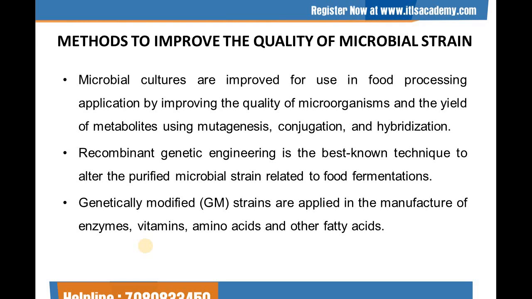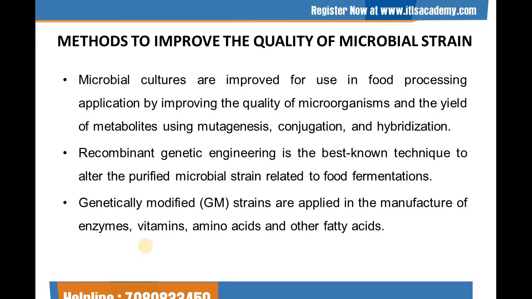What is mutagenesis? Mutagenesis is the process by which the genetic information of an organism is changed, resulting in a mutation. It may occur spontaneously in nature or as a result of exposure to mutagens. It can also be achieved experimentally using laboratory procedures. The second term is conjugation.